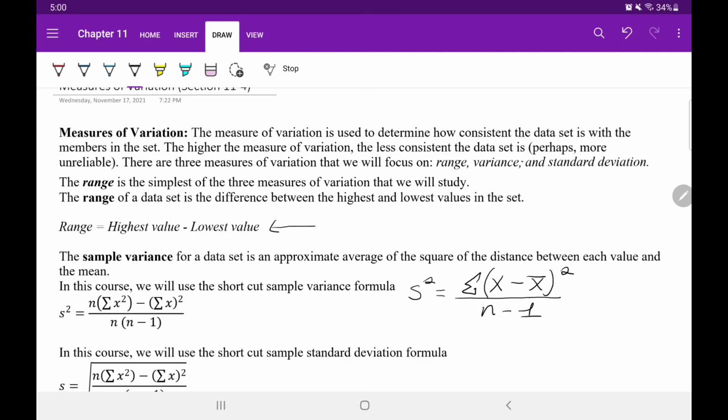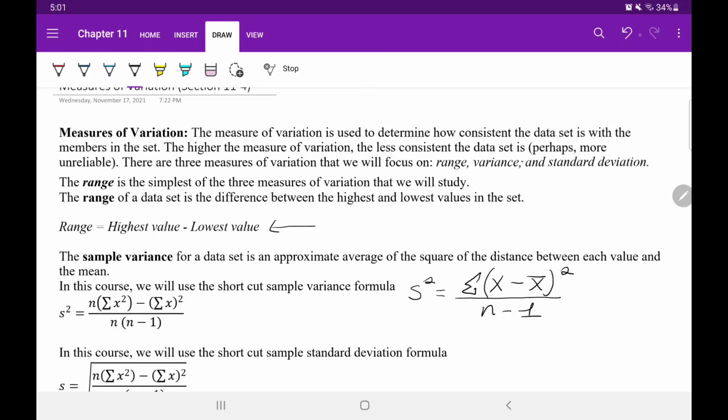Next we have the sample variance. Now, I want to indicate that the purpose of finding a sample variance is to actually find the standard deviation. But the sample variance for a data set is an approximate average of the square of the distance between each data value and the mean. Once again, the main purpose of the variance is really used for the standard deviation, which is the most important of the three types of measures of variation.